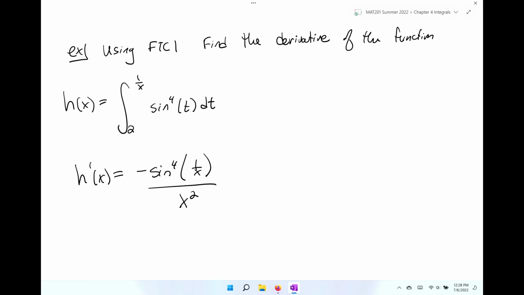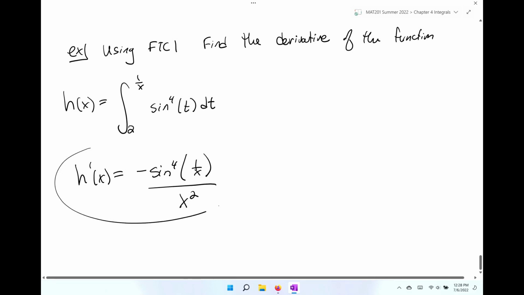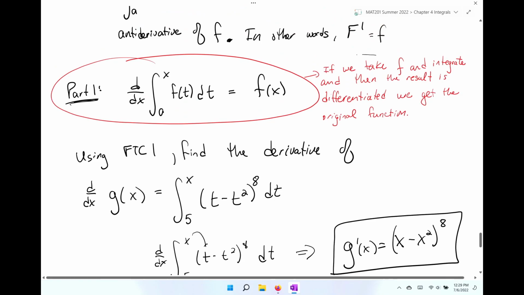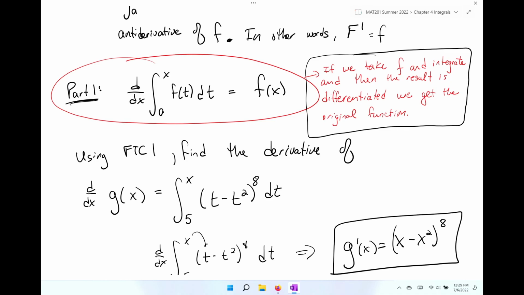I'm going to leave you with this. The examples that I have in the homework are very simple, because what I want you to do is internalize this: if we take f and integrate, and then the result is differentiated, we get the original function back. Next week, we're going to talk about Part 2, and I'm going to show you all these different antiderivatives. You are going to thank me because they're formulas and they help us do any type of problem. So on that note, I will see you in the next video.